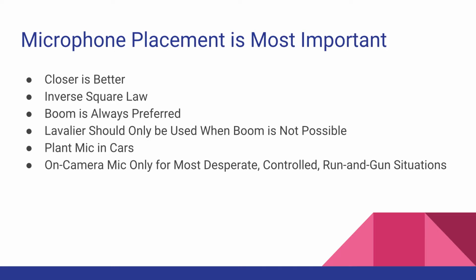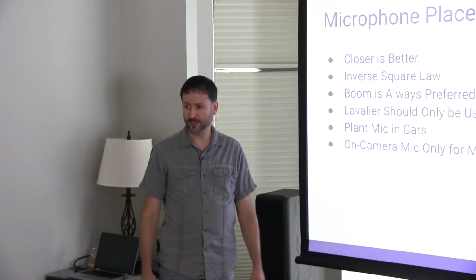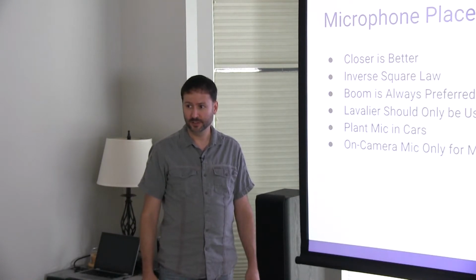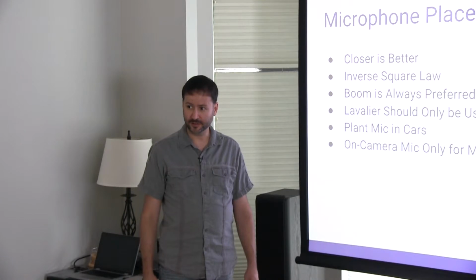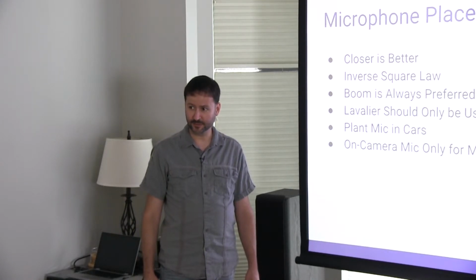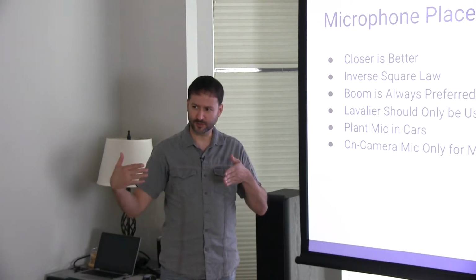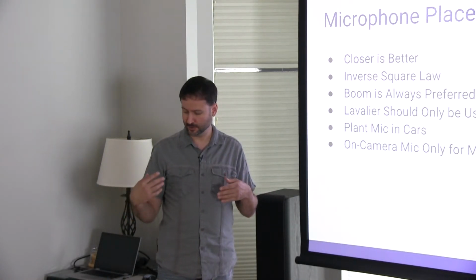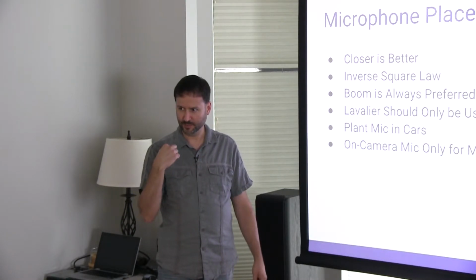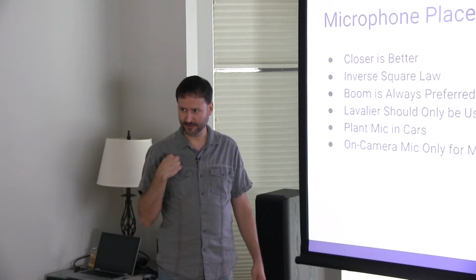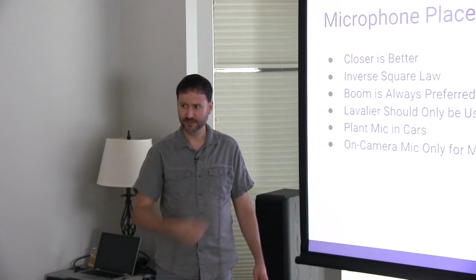Plant mic in cars. So you're going to do films where people are having conversations in cars. There's kind of two schools of thought on that. One is to put a lavalier microphone on the actors. Keep in mind that when they're talking, they're generally turning toward each other. So instead of having the microphone in the center, you're probably going to put it on the right-hand side on the driver and on the left-hand side on the passenger.